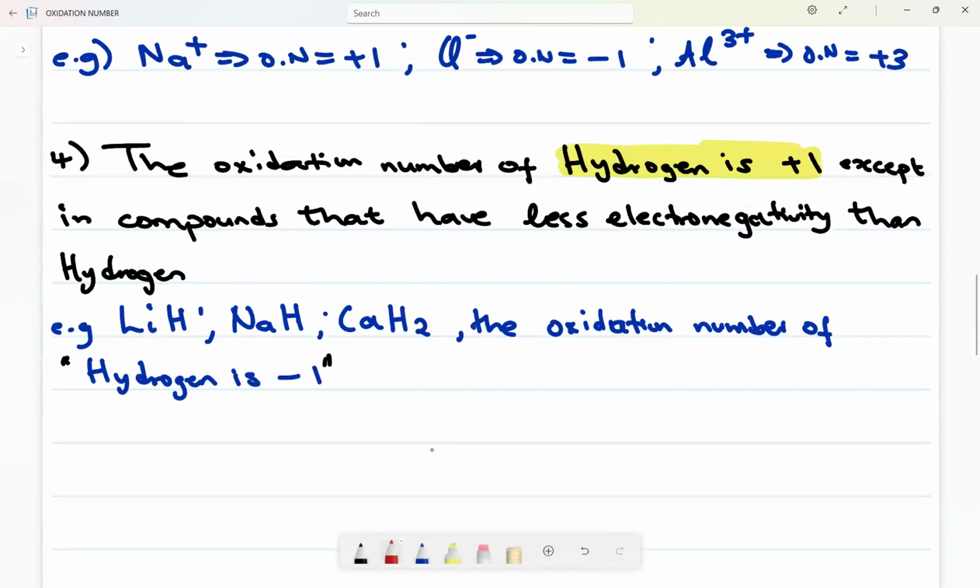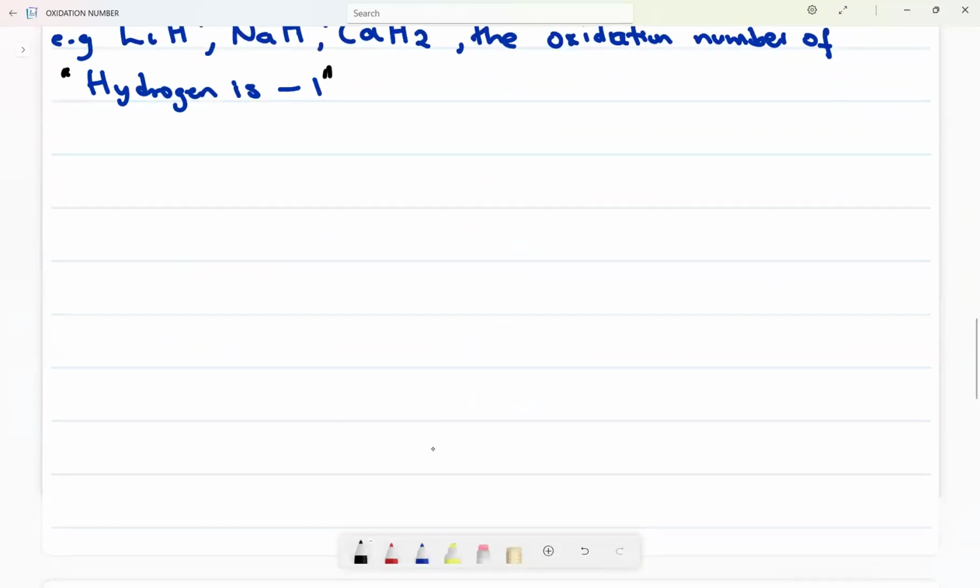Now I was on number 4. Let's go to number 5. I think I have 9 of these rules. On number 5, I'm being slow, guys. I'm taking my time so that you understand these things. Number 5, the oxidation number. This is another exception.